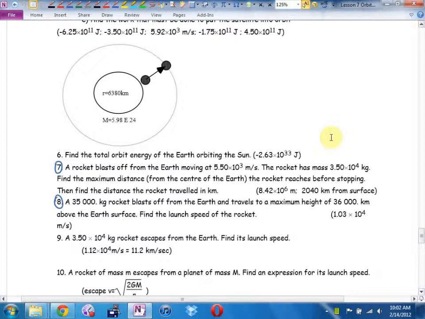Number seven. First thing I ask is, are we in orbit? Well, if I read this, it looks like we're launching straight up from the Earth because it says before stopping and then falling back down.